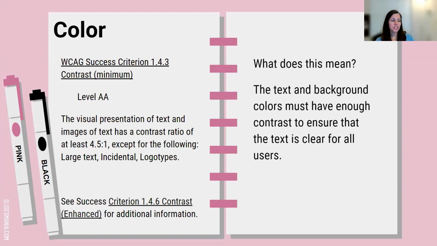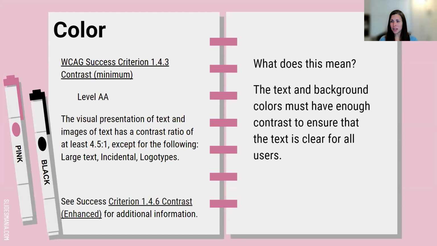You'll notice on this specific item, I've also referenced Criterion 1.4.6, which is contrast enhanced. So this is going to actually be a AAA standard. So this is a situation where we've got that next level. Basically, what this enhanced standard says is that the contrast is 7 to 1 instead of the 4.5 to 1.